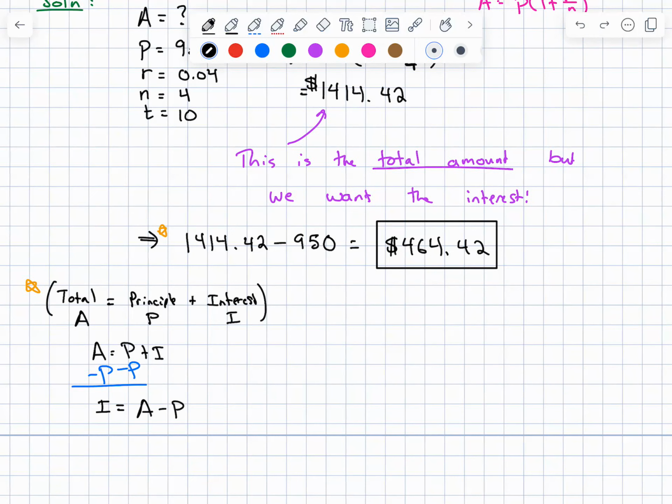So when it's asking for interest, we would subtract the principal amount? Yes, because the compound interest formula gives you the total amount, whereas the simple interest formula gave you the interest. So there's this silly duality between the two of them.